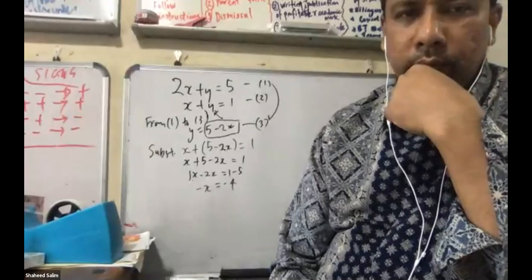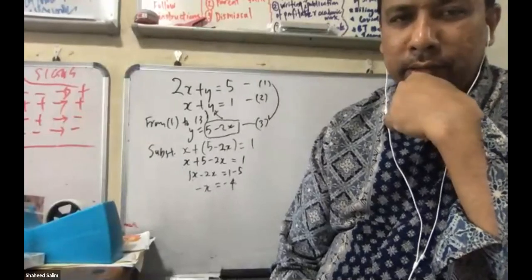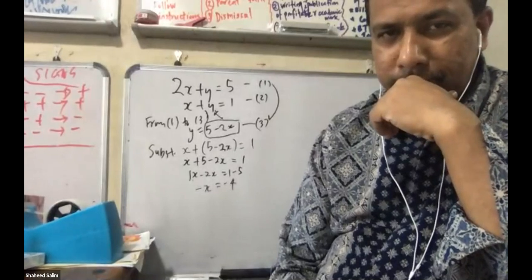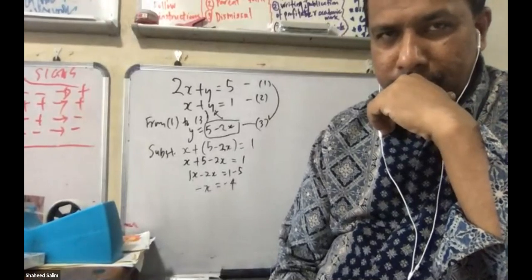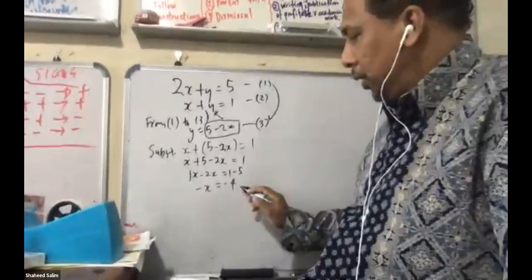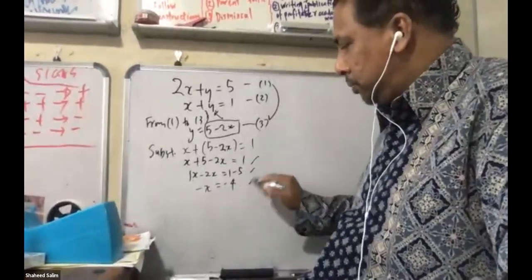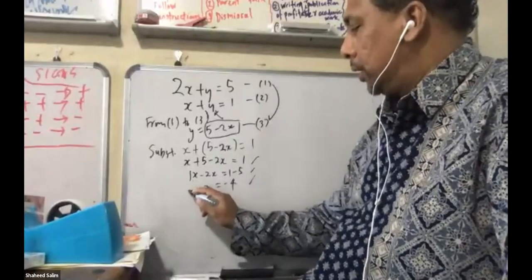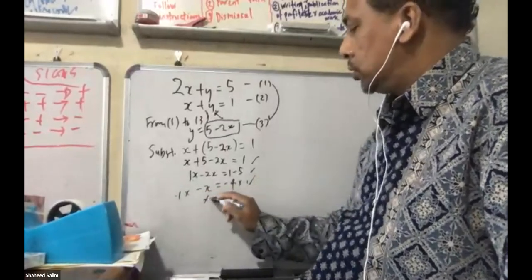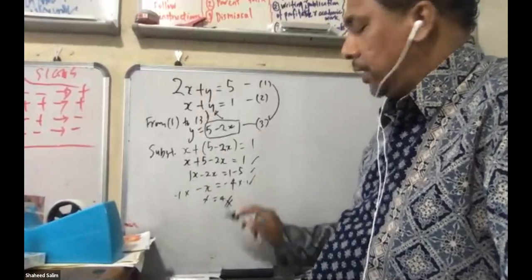How? What is the value of x? Okay, so can you understand this part? Yes. So now you remove, you can times by minus 1, times by minus 1, times by minus 1, you get x equals to 4.